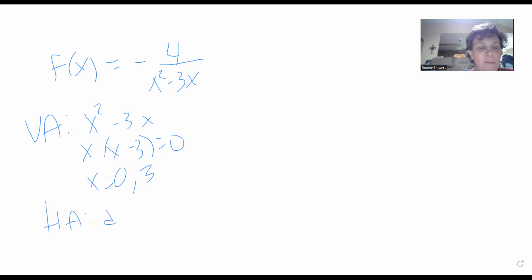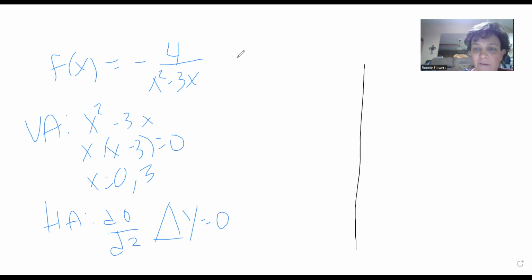The degree of the top is 0. The degree of the bottom is 2. So this is bottom heavy, so y equals 0. Okay, so we got our vertical and horizontal asymptotes. That's huge. So here we go. We're going to draw our graph. I'm going to put the vertical asymptotes. X equals 0. That's right on the y-axis, okay? X equals 3. 1, 2, 3. Y equals 0. Okay, I'm going to draw that here.